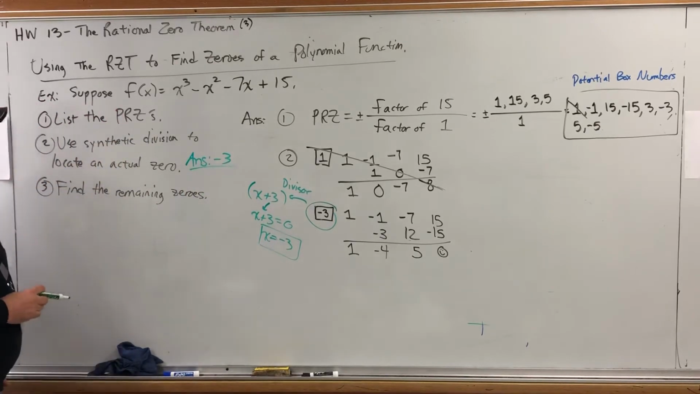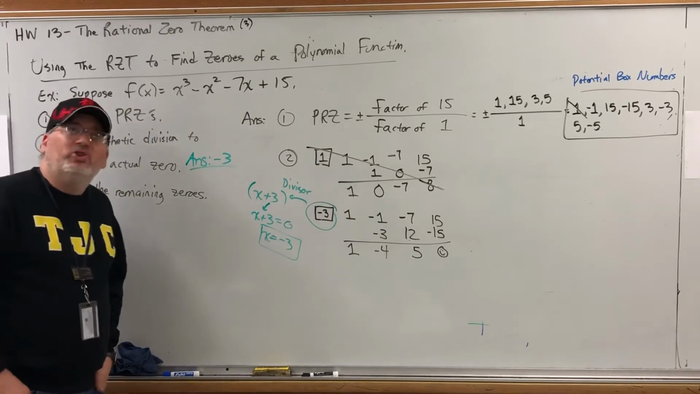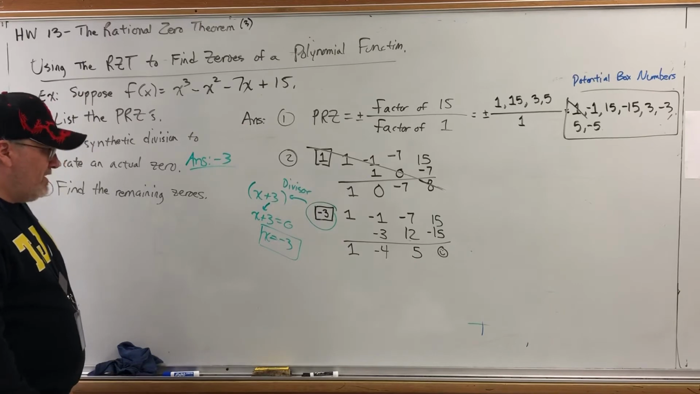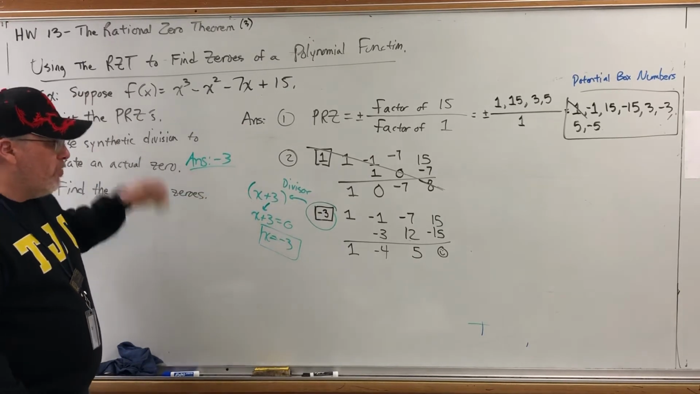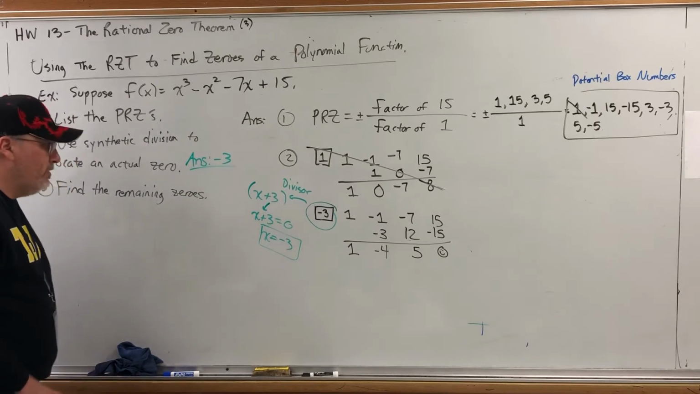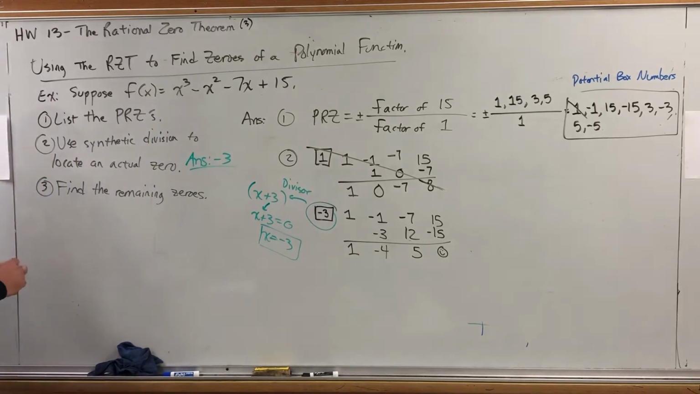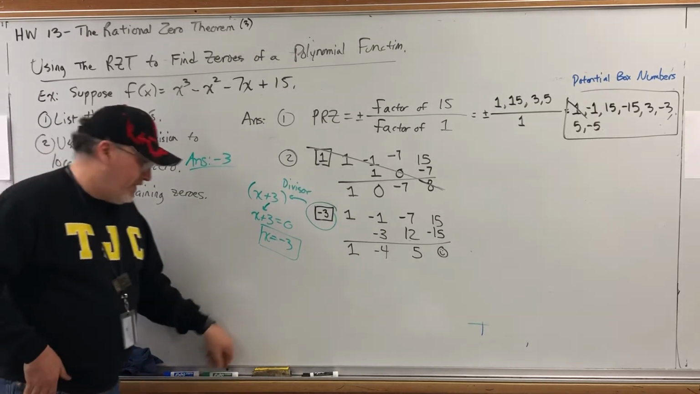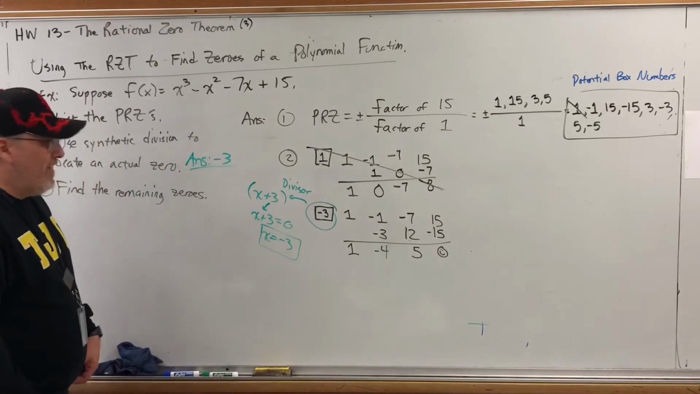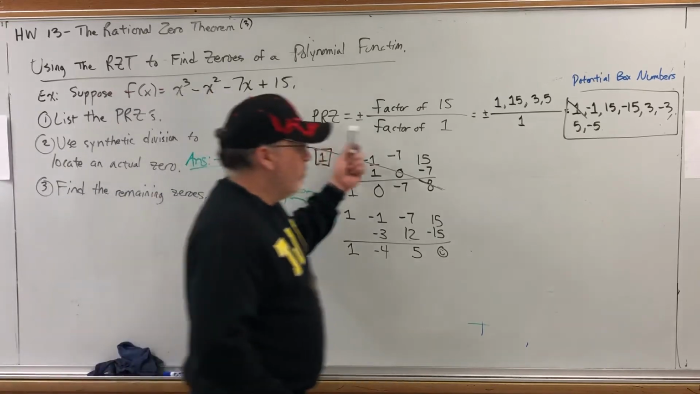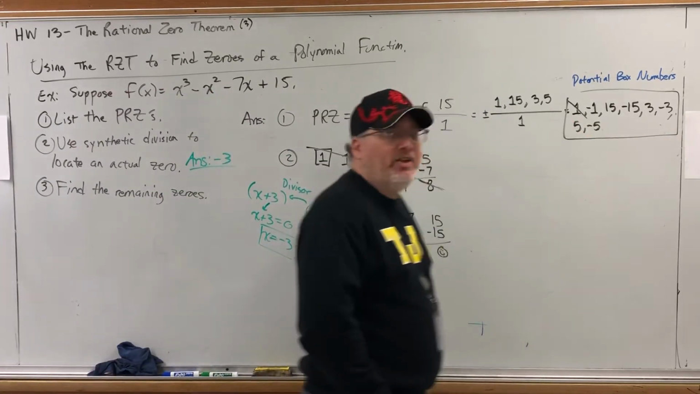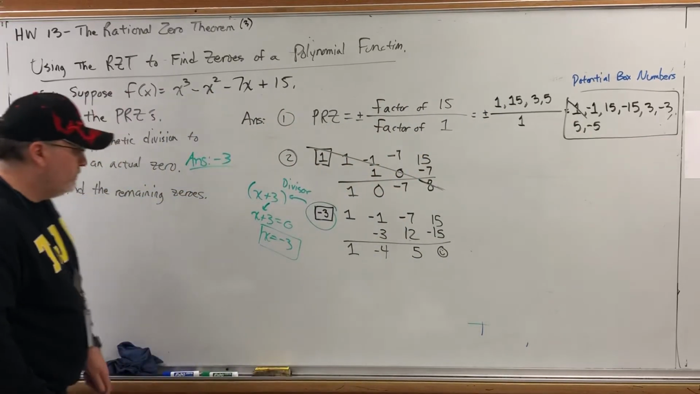-3 was an actual 0. You can check it by substituting it into the function, but it has to be because it's one of our factors. And if this factor is equal to 0, then the whole multiplication problem is equal to 0. So that's how you can locate an actual 0 of a polynomial function, by finding the box number that produces a remainder of 0, where your box number comes from your list of possible rational zeros.